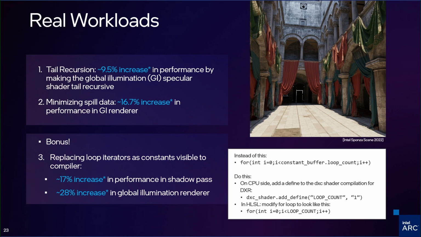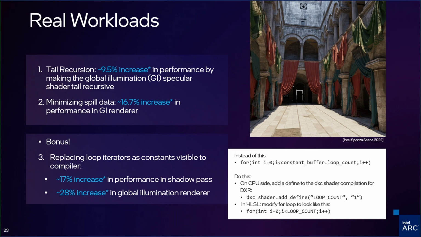In the case of a shadow pass, by replacing these loop iterations with constants visible to the compiler, we got around a 17% increase, and we had a 28% increase in a global illumination renderer by replacing these constant buffer values with constants.